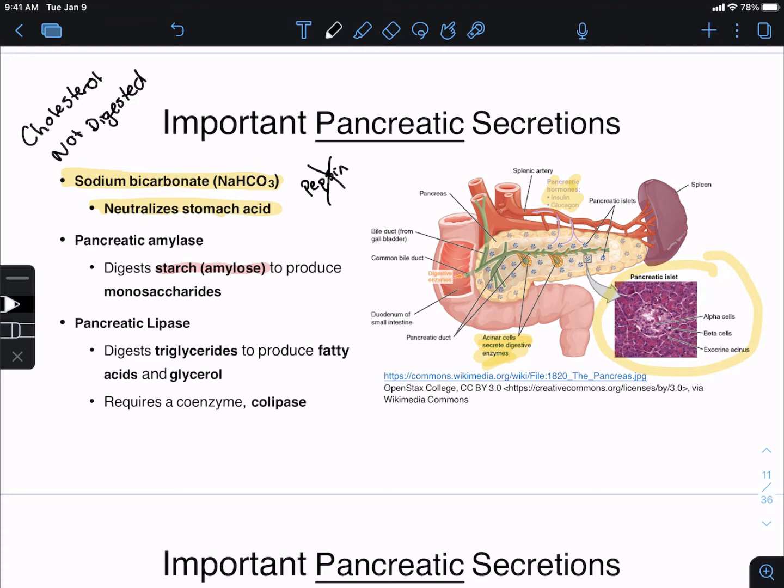Cholesterol is absorbed as cholesterol. It remains as cholesterol as it circulates through the bloodstream. It is used to produce hormones such as testosterone and estrogen.